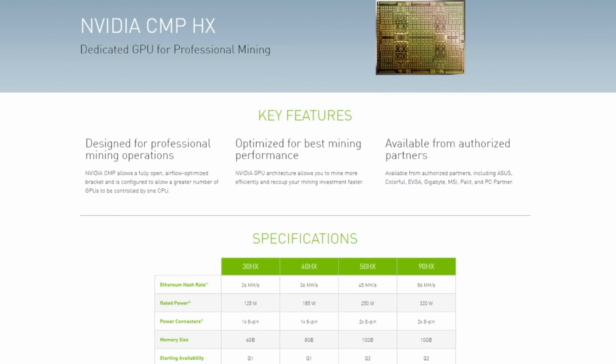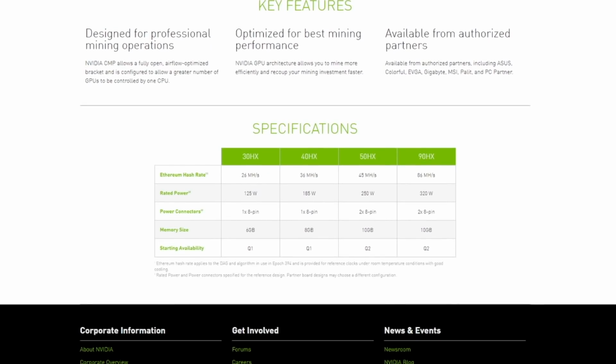So let's go on and look at those specific CMP GPUs and what they're going to be all about. They're the NVIDIA CMP HX series, and they're built specifically for mining. They're going to be available through partners that you can see here.